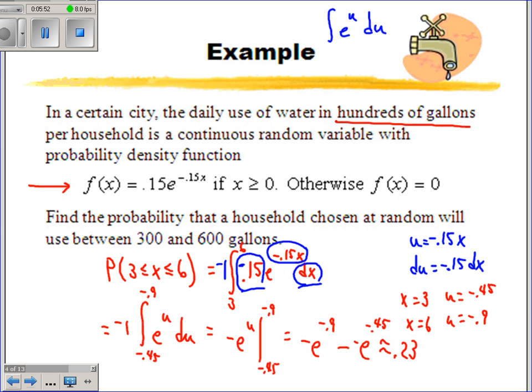Now, probability is always a number between 0 and 1. Probability of 0 means it can't ever happen. Probability of 1 means it always will happen. So that would be our probability that a household chosen at random uses between 300 and 600 gallons of water.